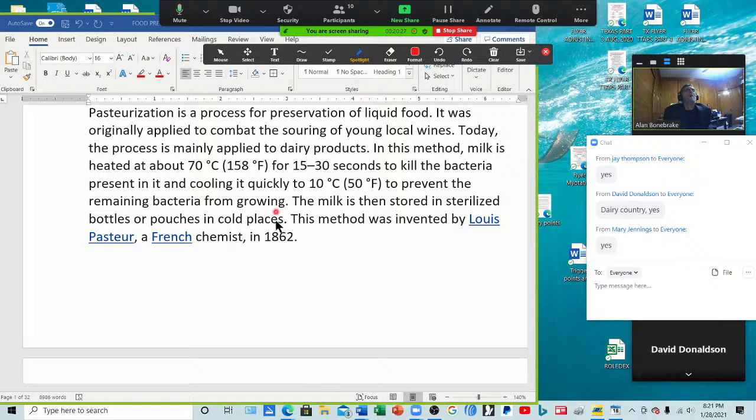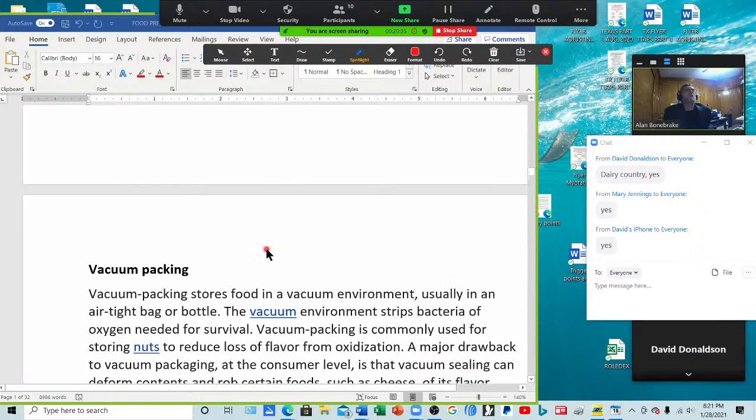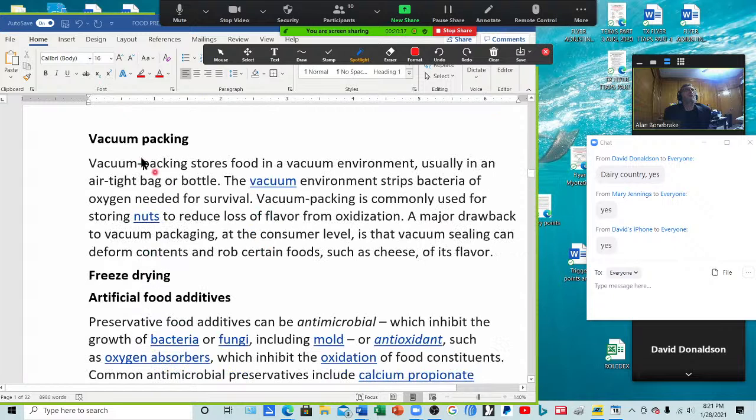To prevent the remaining bacteria from growing, milk is then stored in sterilized bottles or pouches in cold places. This method was invented by Louis Pasteur, 1862.